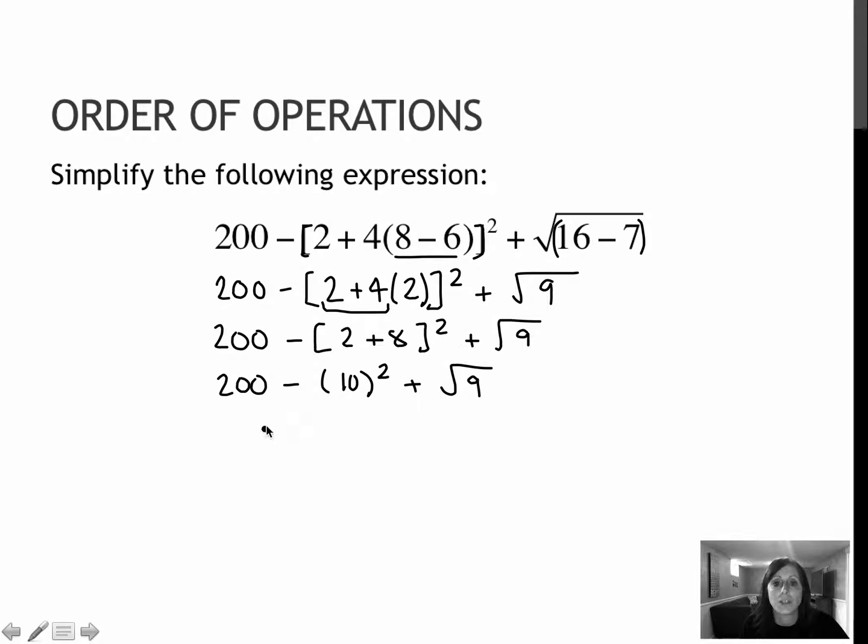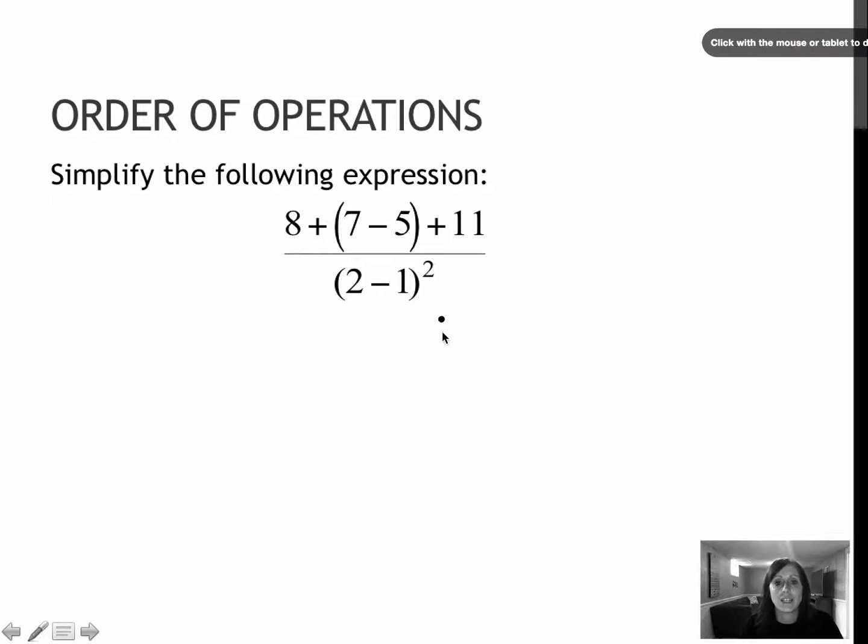Now I have exponents. Remember, exponents would be like 10 squared. So 10 squared would be 10 times 10, which is 100. And in the same step that I would do exponents, I would also do the square root of 9, which is 3. Then I would move on to multiplication division, which I don't have any, so I get to skip it and go straight to addition subtraction. Remember, I'm going left to right, so please don't take 100 plus 3 and then take it away from 200. Left to right would be 200 minus 100, which is 100, and then 100 plus 3 is 103.